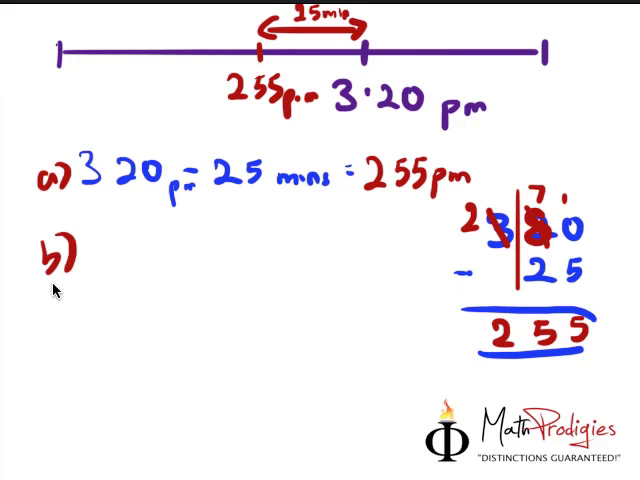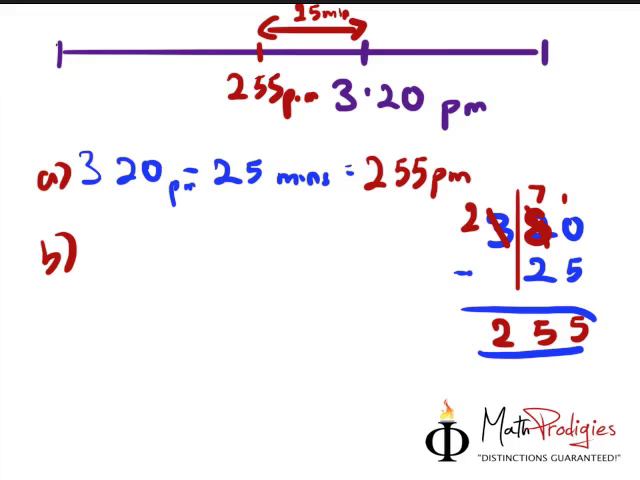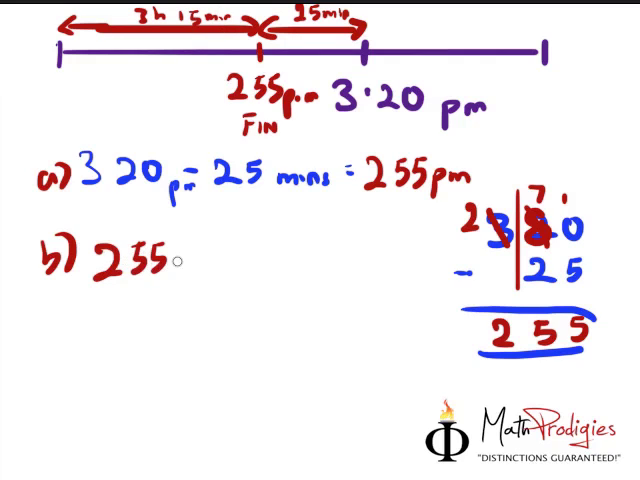And for part B, the question is asking you, what was the actual time she started her work? See, she worked for 3 hours and 15 minutes. That means when she finished, this one finished already. But she worked for 3 hours and 15 minutes, so the time was before that. This was the time that she started. So between here and here is 3 hours and 15 minutes. So what we have to do is we have to minus again. So 2:55 p.m. minus 3 hours and 15 minutes.